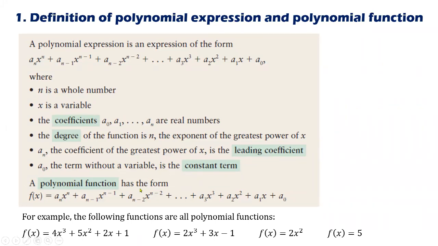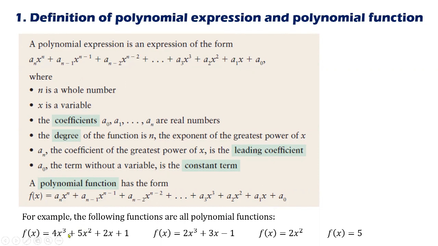So a polynomial function has the form f(x) equals a_n times x to the power of n plus a_(n-1) times x to the power of (n-1) all the way down to a_1 x plus a_0. Understand? This is the definition of polynomial expressions. And I'll give you some examples down here. For example, the following functions are all polynomial functions.